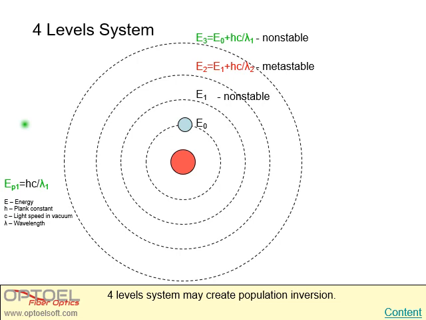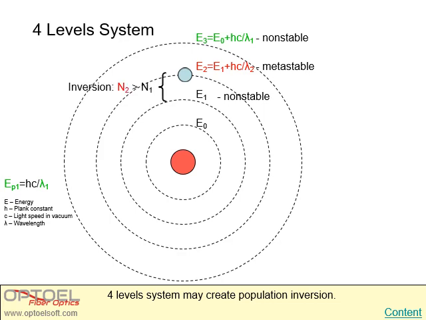Now, let's consider that a photon with energy E3 minus E0 is approaching the atom and collides with the electron in the ground state. As expected, the electron will absorb the photon and will jump to the level E3. But level E3 is not stable, so the electron will rapidly decay, not generating a photon, to the level E2. E2 is a metastable level, so the electron will spend some significant time there.